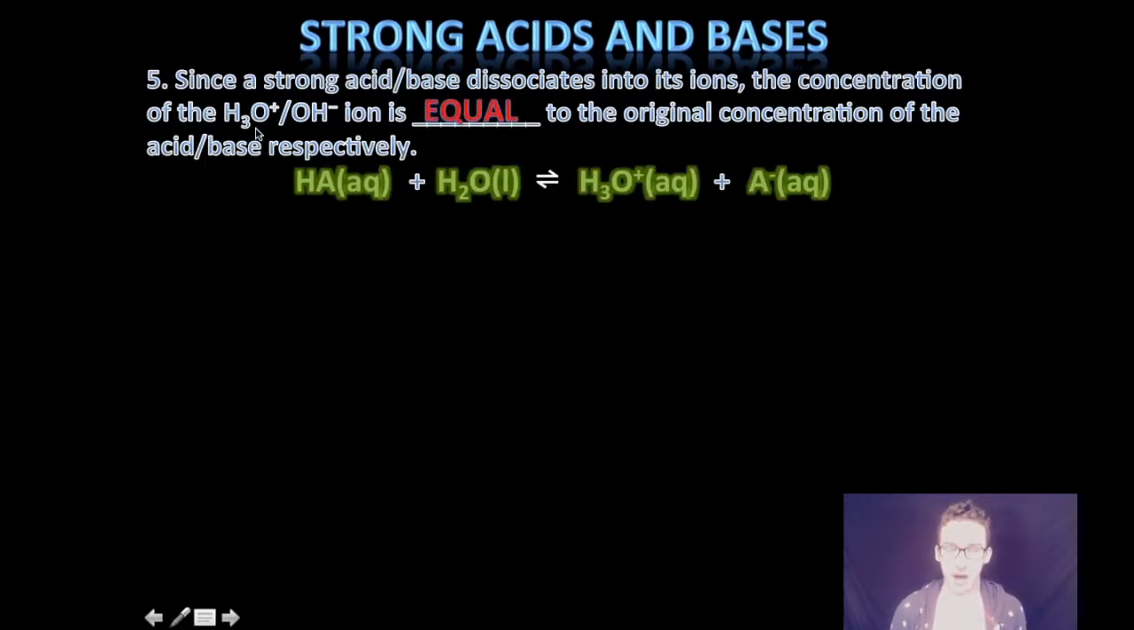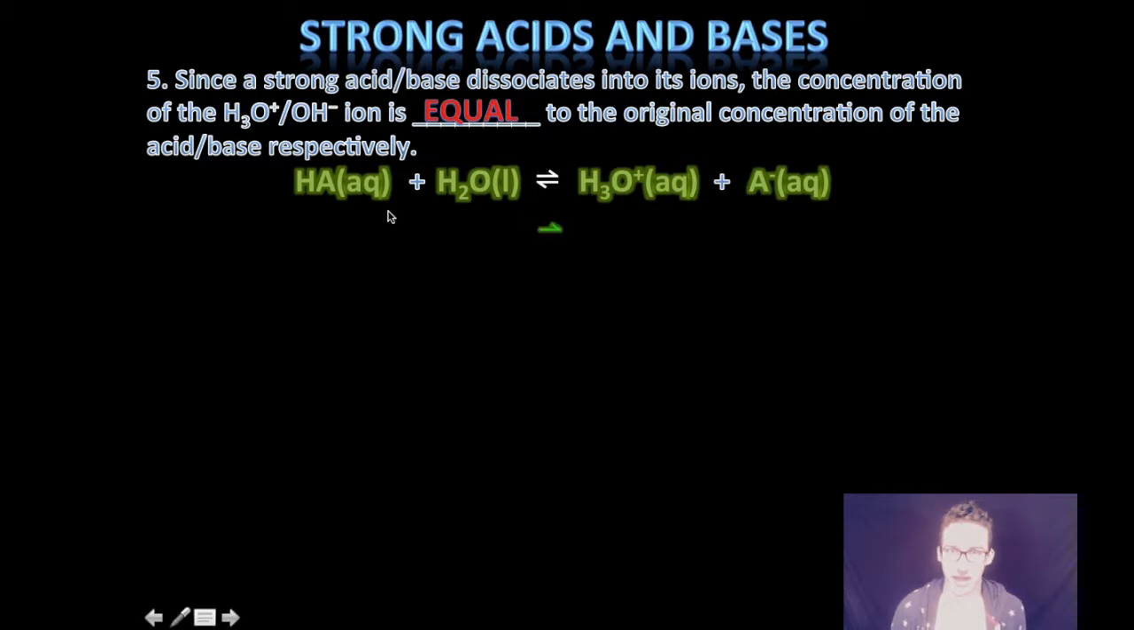An important thing to keep in mind when we are talking about strong acids and bases is that you need to recognize that the concentration of the hydronium ion when we're talking about acids, or hydroxide ions when we're talking about bases, is equal to the original concentration of the acid or base, respectively.